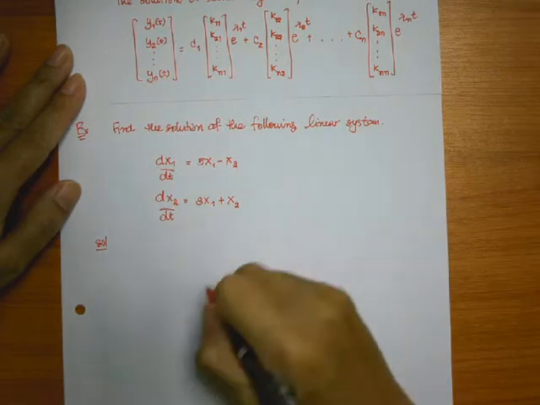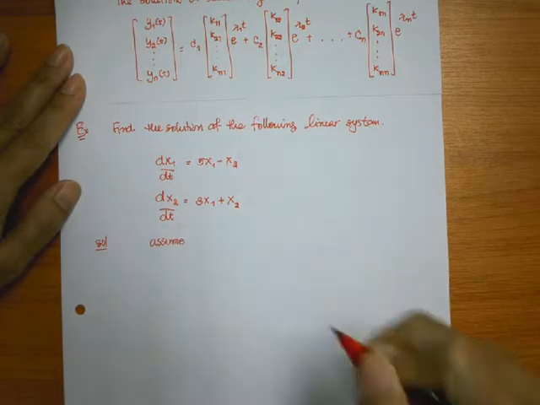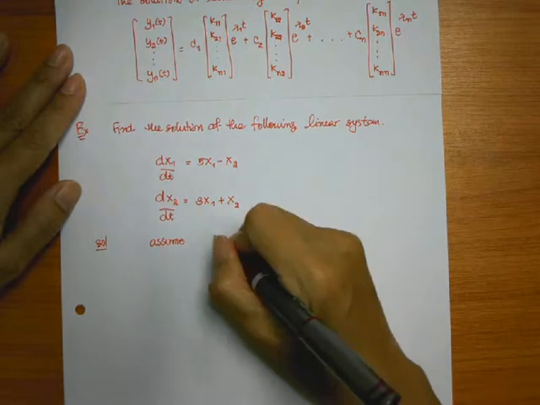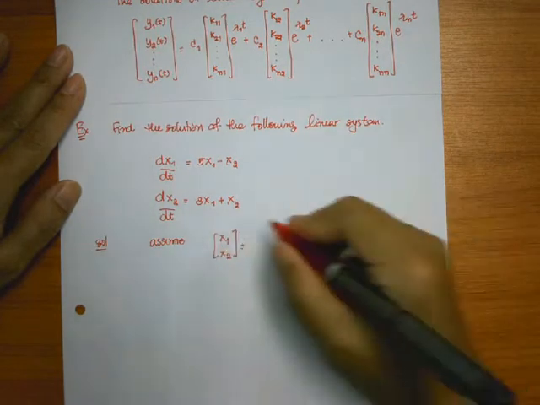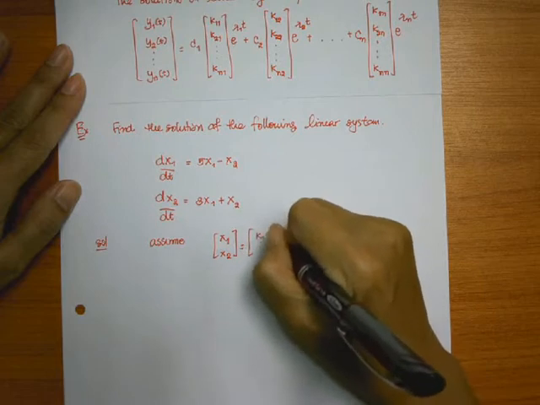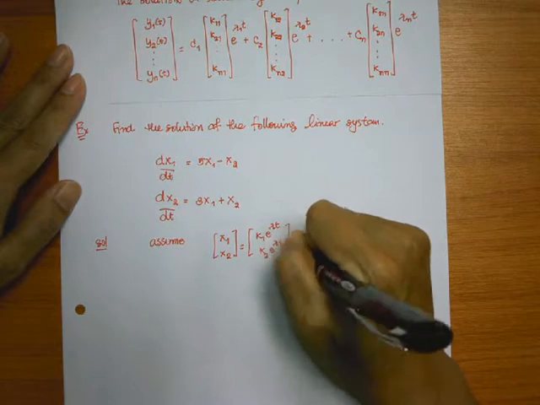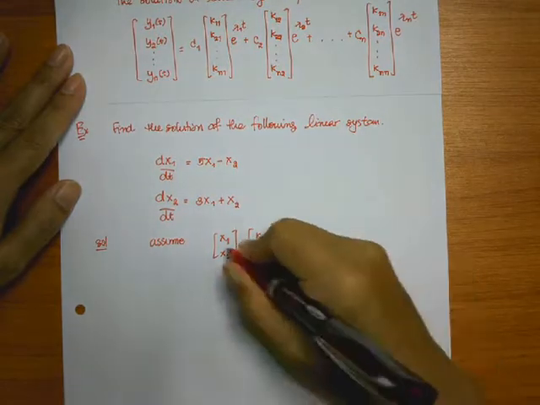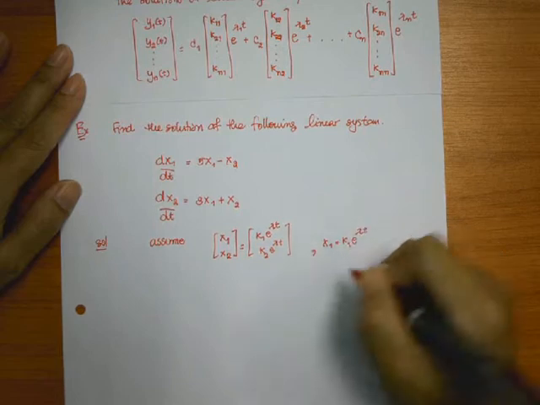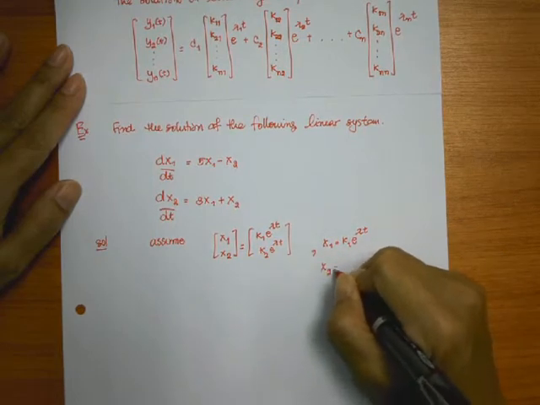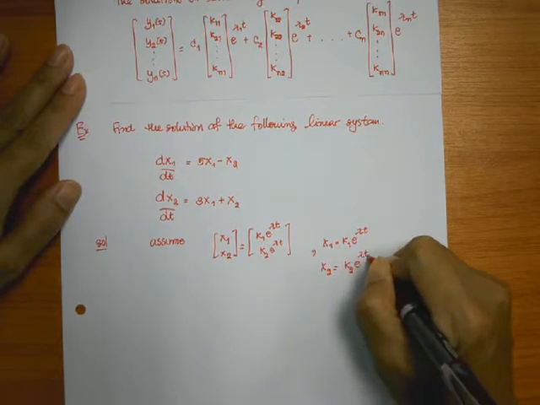x1, x2, which we can put in matrix form, equal to k1, k2 times exponential of lambda t. So that means x1 is equal to k1 times exponential of lambda t, and x2 is equal to k2 times exponential of lambda t.